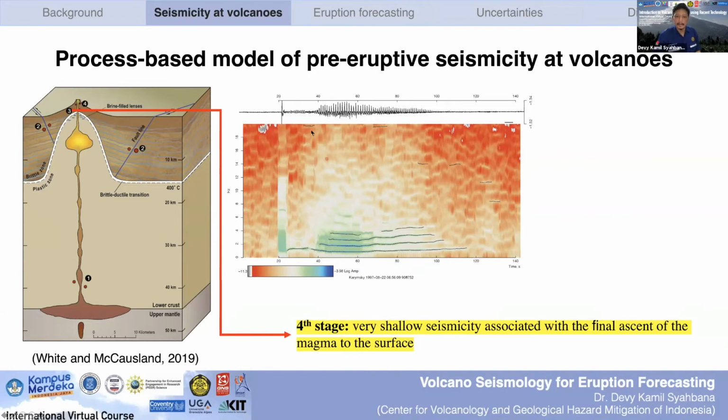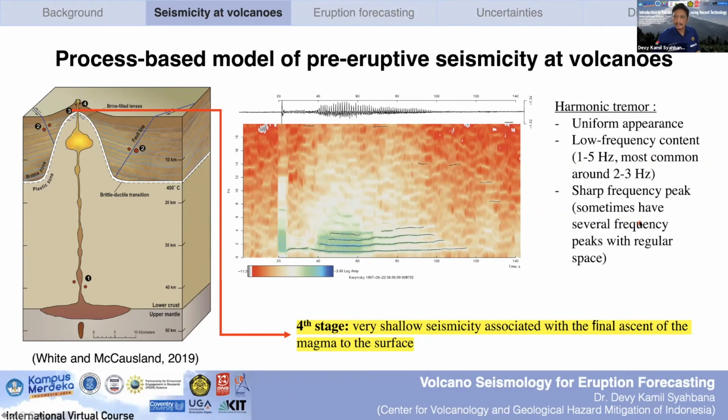And this kind of thing is the harmonic tremor. You can see the harmonic order, the frequency order is very regularly spaced. You see that this is relatively uniform, with low frequency content, 1.56, and sharp frequency peaks. See that the frequency peak is very sharp at several frequency peaks.